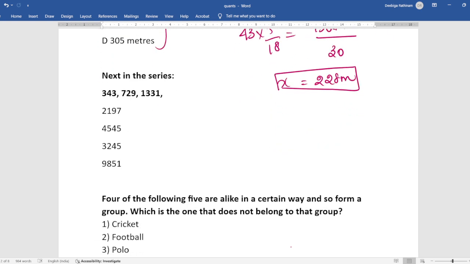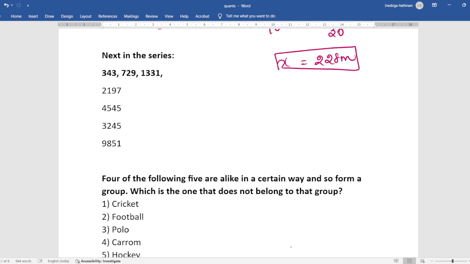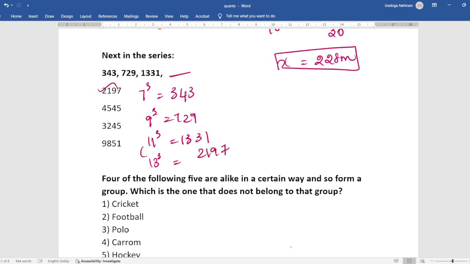Now let's get to the next question. Next in the series, we'll have to find whatever comes next. If you closely look, 7 cube is 343, and then 9 cube is 729, 11 cube is 1331. So we're skipping 2 digits ahead and going 1 digit ahead: 7, 9, 11, and then the next one is 13. So what is 13 cube? 13 cube is 2197. So this is the answer. Okay, now let's get into the next one.